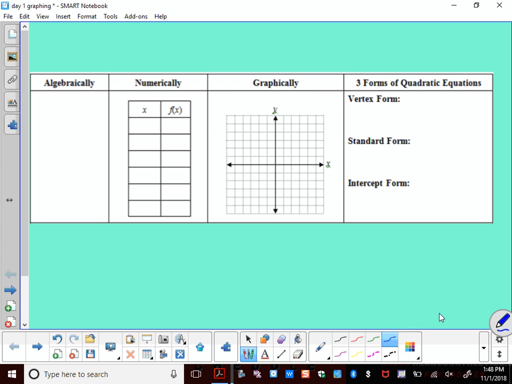Alright, so like I said, we've done this before, but we did it according to absolute values. So now we're doing it towards quadratics, which is more like what we'll do most of the year. So algebraically, quadratics, we have y equals x squared. Make sure you guys have a calculator too.